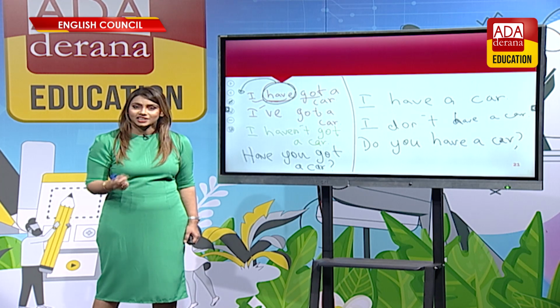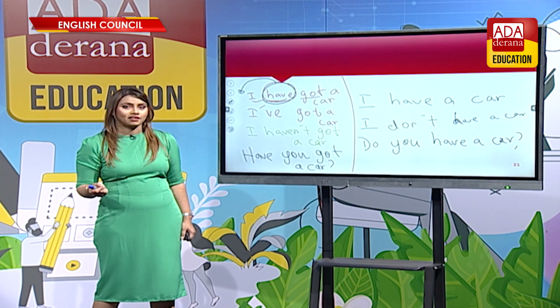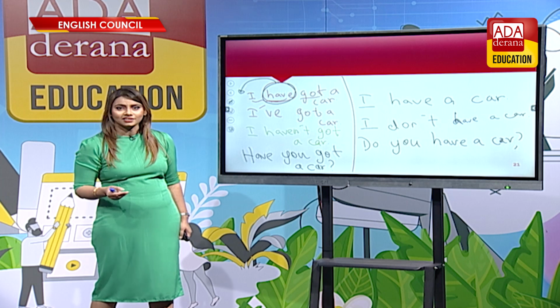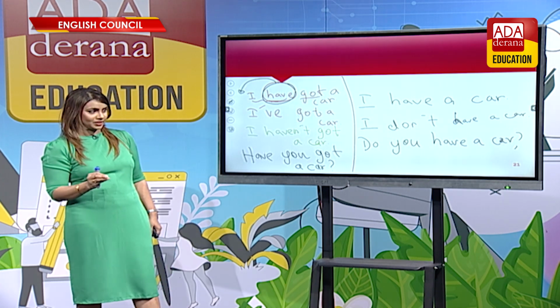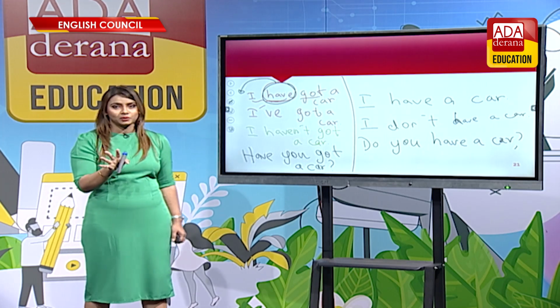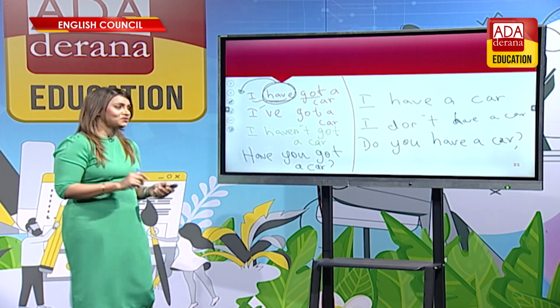Has she got a car? Has he got a car? Have they got a car? Have වලින් sentence එක පටන් ගන්න ඒක. Right? That's that.